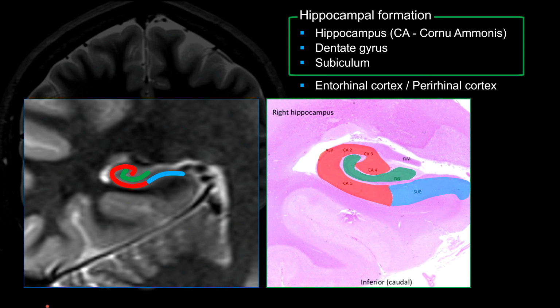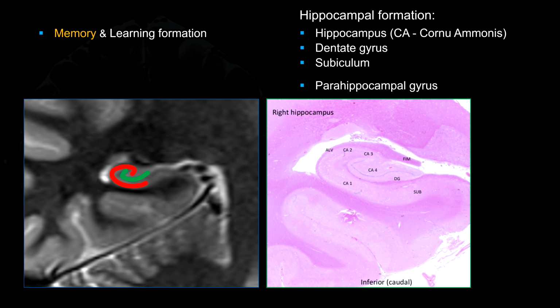Next to that, you have the entorhinal cortex and perirhinal cortex. Together they form the parahippocampal gyrus, as you can also see on the MRI. The next sulcus is the collateral sulcus that separates the parahippocampal gyrus from the adjacent fusiform gyrus. Next to the fusiform gyrus, you have the inferior, middle, and superior temporal gyrus.